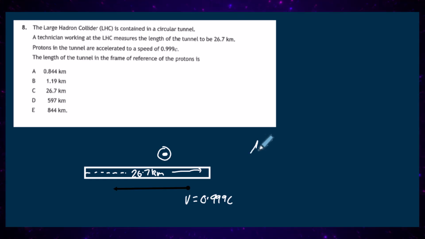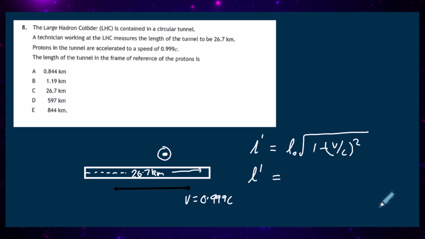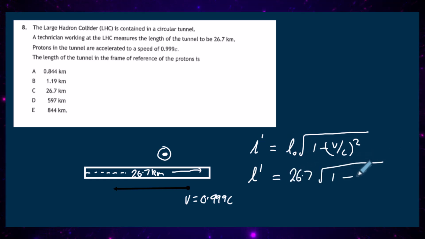The equation is the relativistic length L prime is going to equal the proper length of the tunnel, measured in the reference frame which is at rest, the technician's reference frame, times the square root of 1 minus v upon c, all squared. So we know that L prime, the relativistic length of the tunnel according to the reference frame of the proton, is going to equal 26.7 kilometres multiplied by the square root of 1 minus 0.999 c divided by c, all squared, and we're going to have the following.